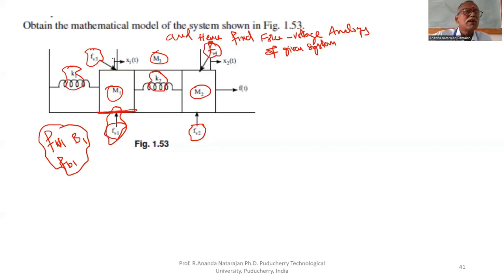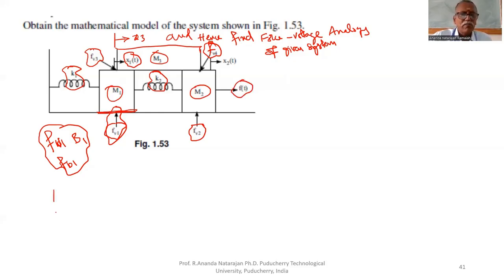The displacement of mass 3 is x3, and the displacement of mass M1 is x1. So what is the applied force? Applied force is on M2 only, f of t.